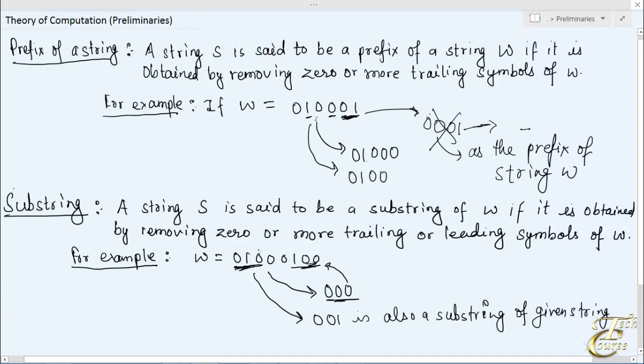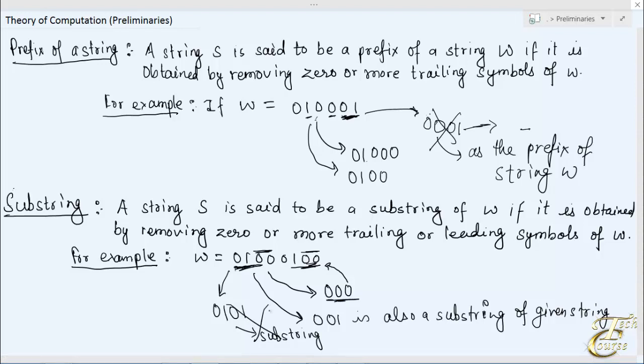Here also, we cannot remove these two symbols and these two symbols and consider the string 0 1 0 1 as a substring. This is wrong. We can only remove either consecutive leading symbols, or consecutive trailing symbols, or both.